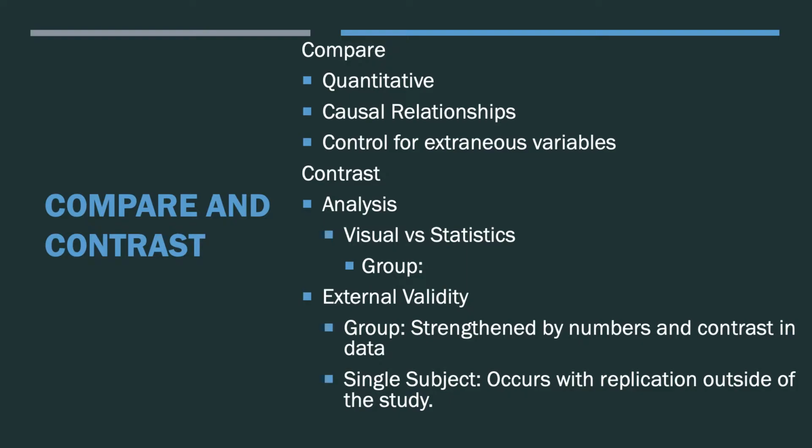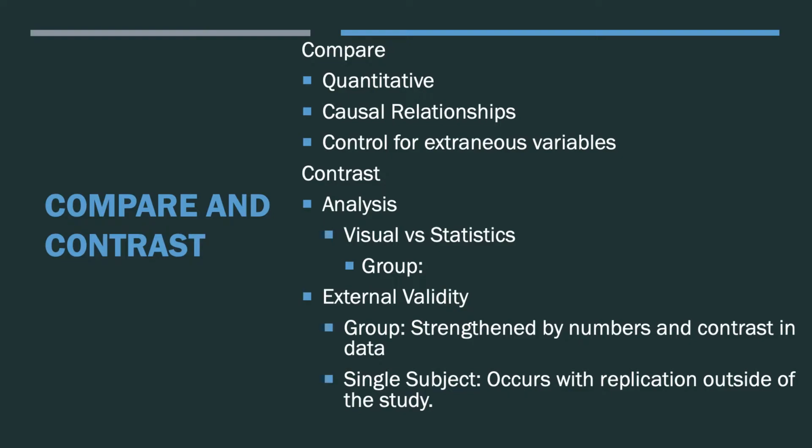Some similarities. Both obviously are quantitative, and specifically we're talking about experimental research. But to make it experimental, we have to have quantitative data. We also, in both types of research, are looking for what we call causal relationships. We are looking to see whether or not one variable specifically influences change in another variable.